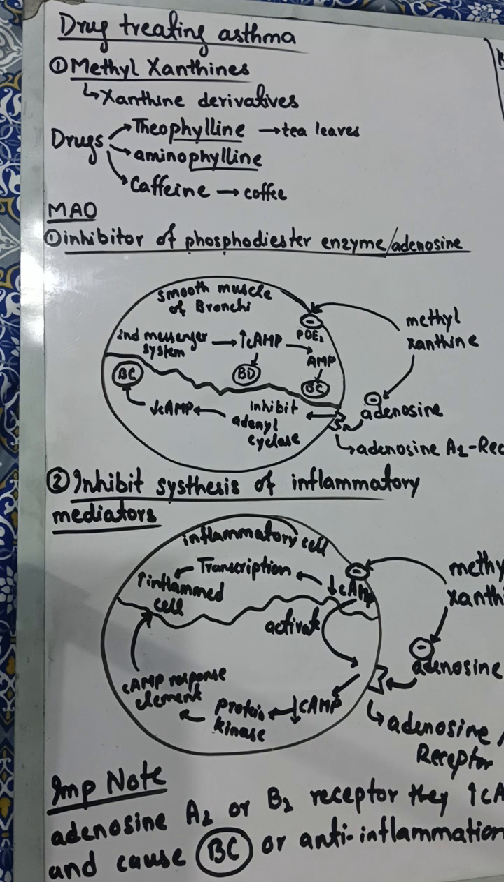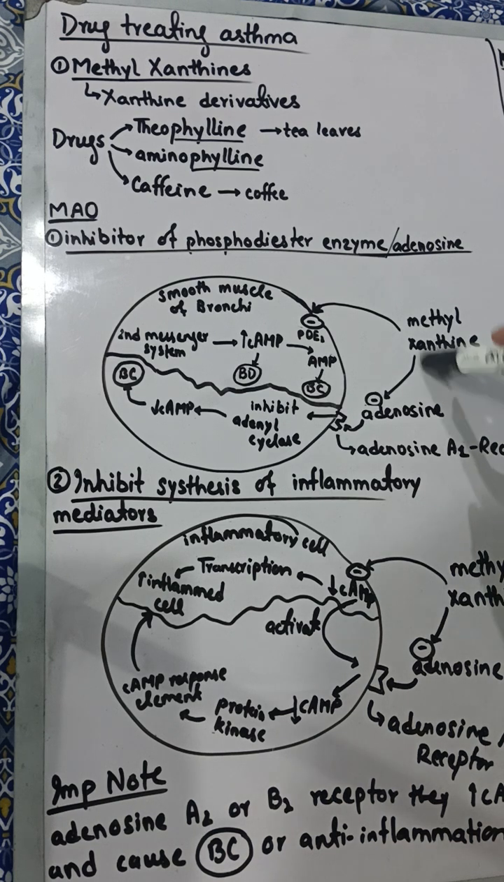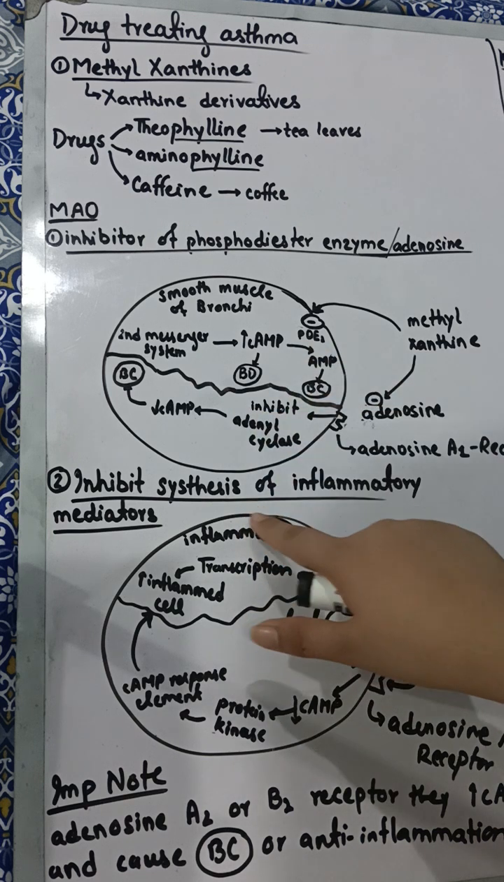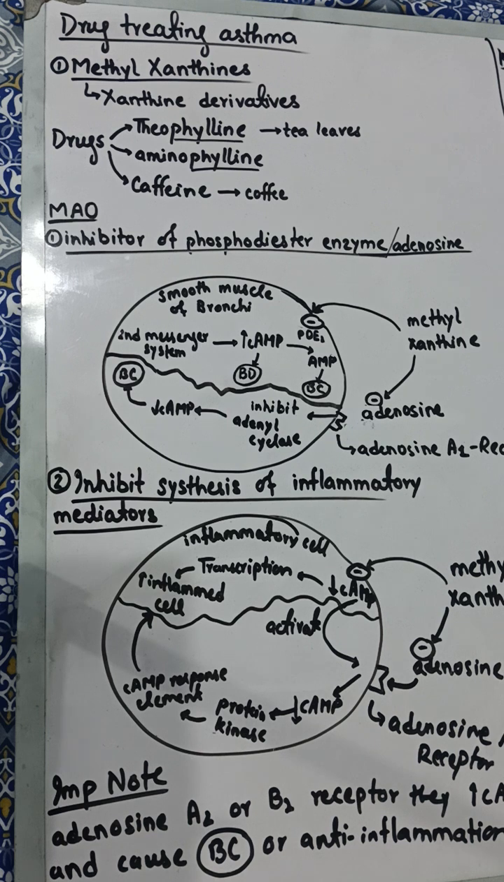Whenever there is a decrease in cyclic AMP, bronchoconstriction will happen. This concept is very important: whenever cyclic AMP increases, bronchodilation; whenever cyclic AMP decreases, bronchoconstriction. Please keep that in mind. Now, methylxanthine inhibits adenosine from binding with that receptor. Adenosine cannot bind, so there will be no inhibition of adenyl cyclase, no decline in cyclic AMP, and no bronchoconstriction. Now let's see how they act as anti-inflammatory agents.